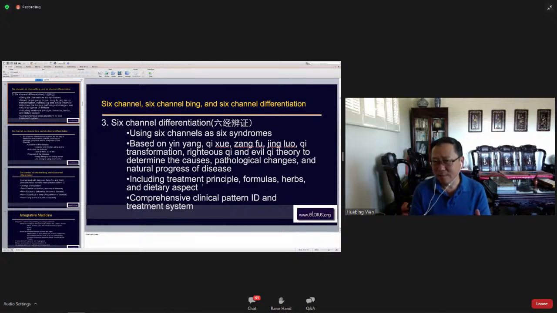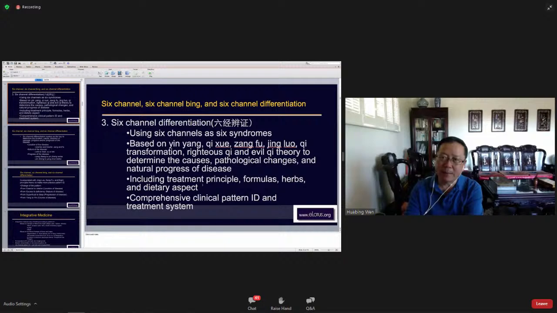In general, yes, but it has to be individualized. Yeah, that's a very, very important part. You can come up with a comprehensive clinical pattern and the treatment system.